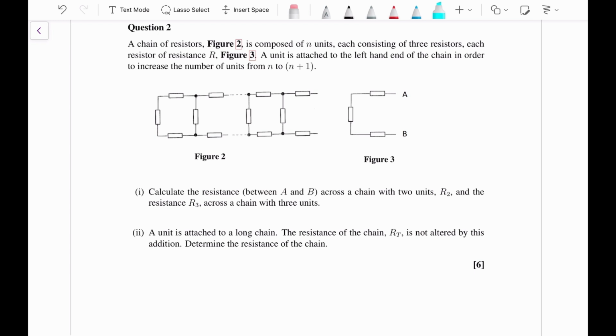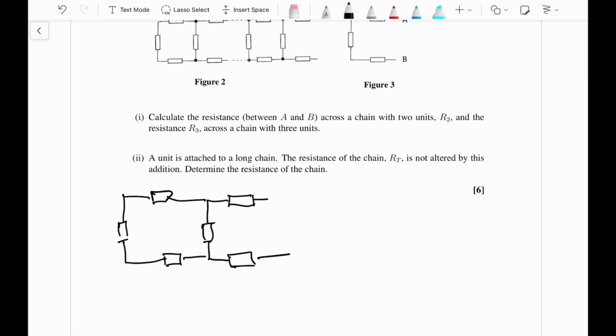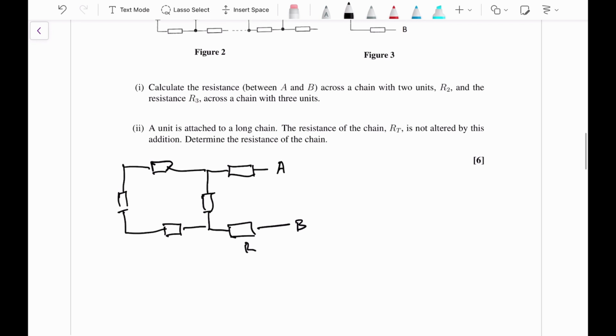Okay, so there's 2 questions in this component. First of all, I suppose I'm going to draw a diagram first for some kind of visual illustration. So this is one unit, and then the second unit will be connected like this. So all of these resistors are identical with resistance R.